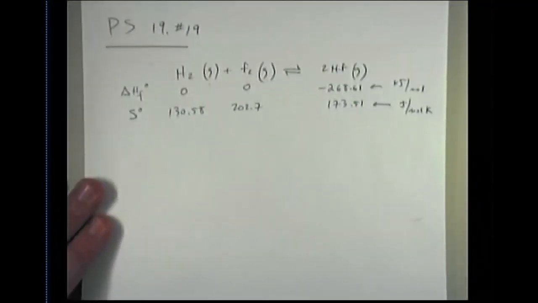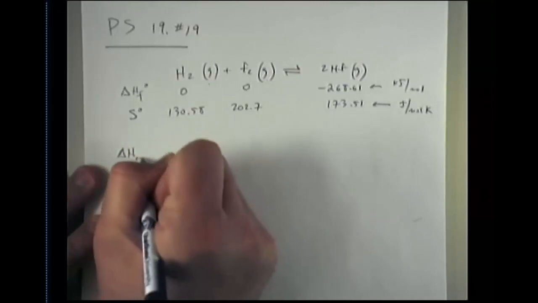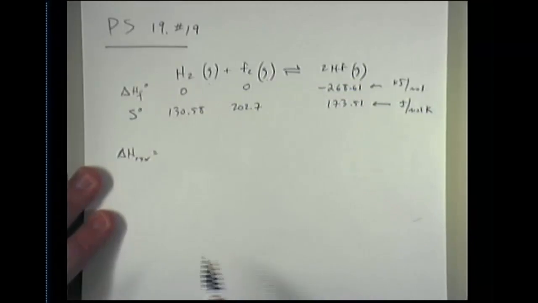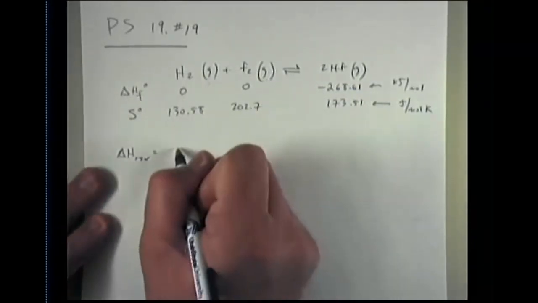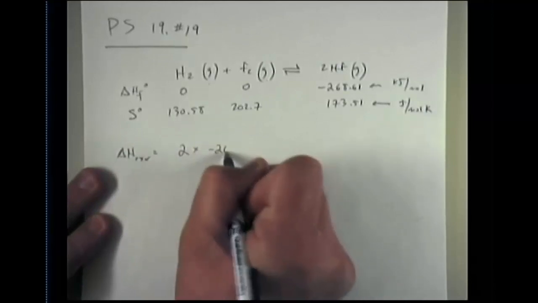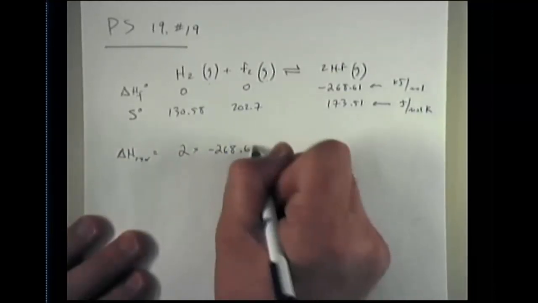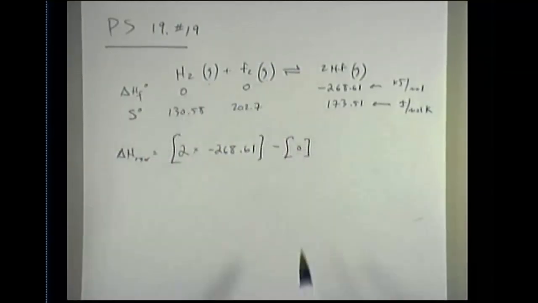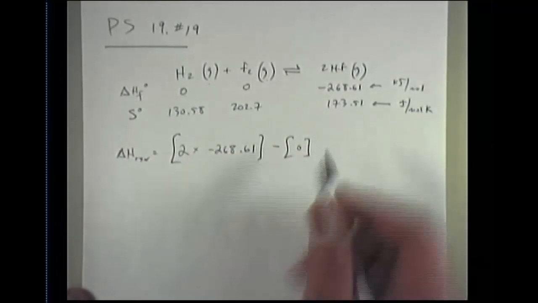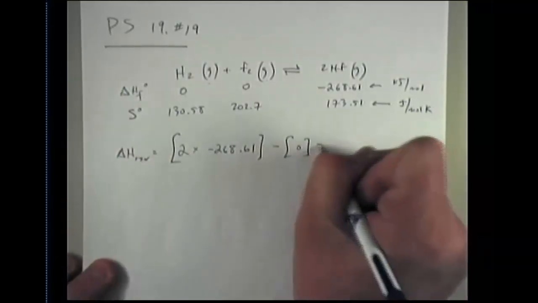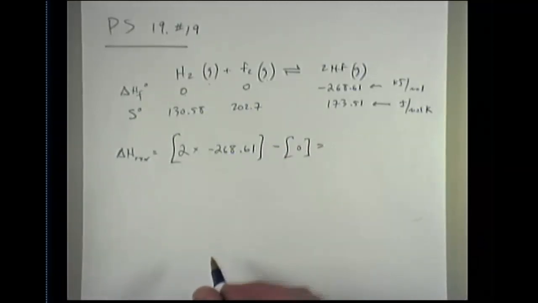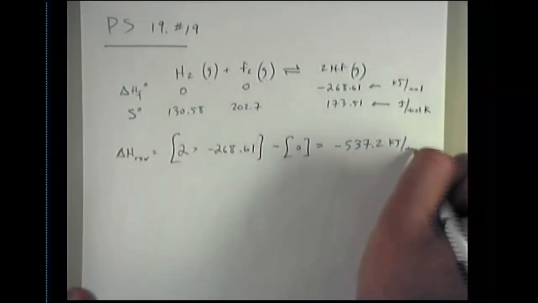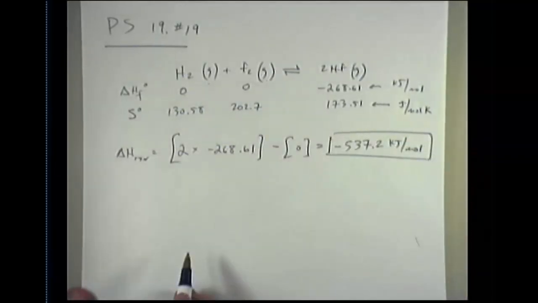So in order to find out the total delta H for the reaction, we have to find the delta H of the products and subtract from that the overall delta H of the reactants. That is going to be equal to 2 times negative 268.61 for our products minus 0, because our reactants are all in their elemental states, thereby having 0 value for their enthalpy values. I throw that into my calculator, and as you can probably surmise, I get minus 537.2 kilojoules per mole as being the overall delta H for that reaction.